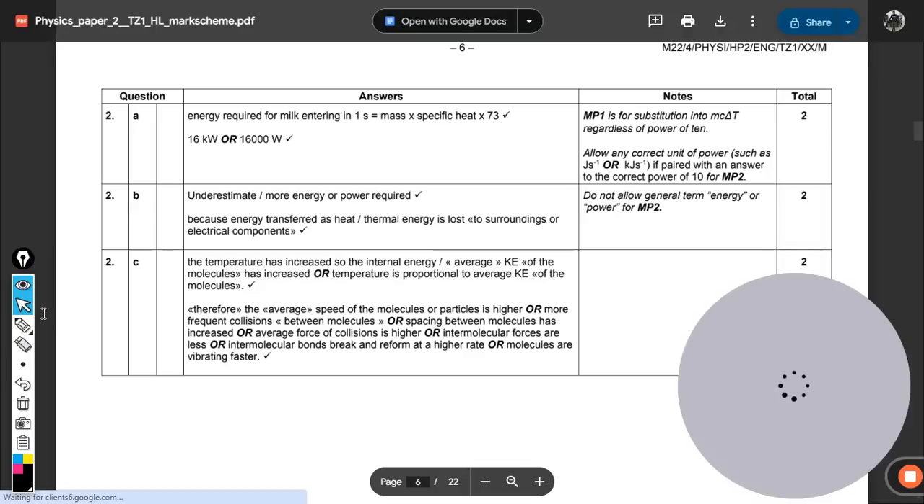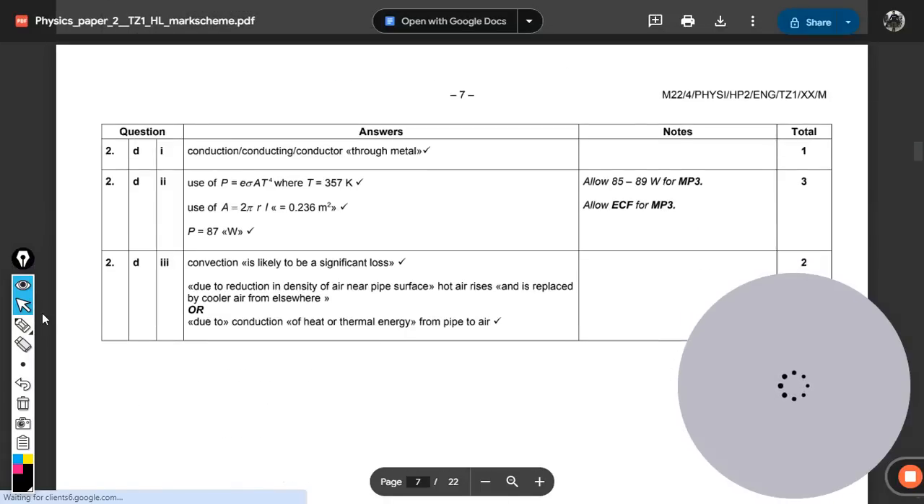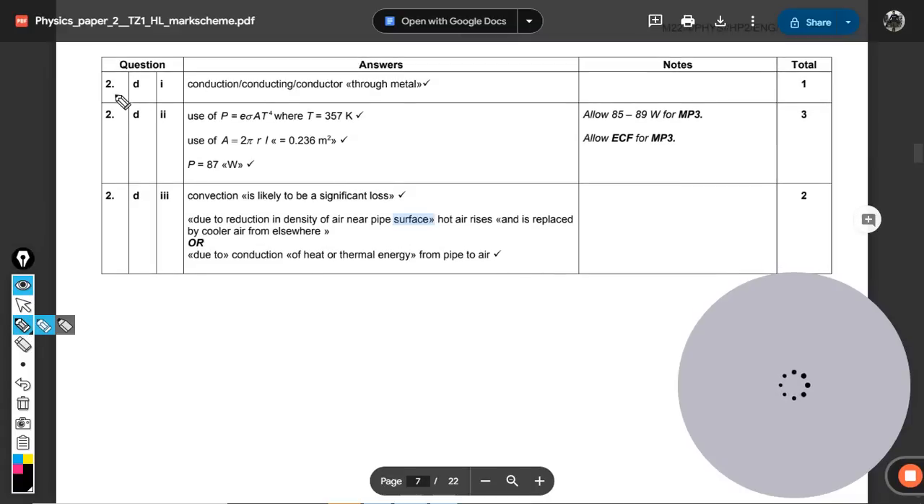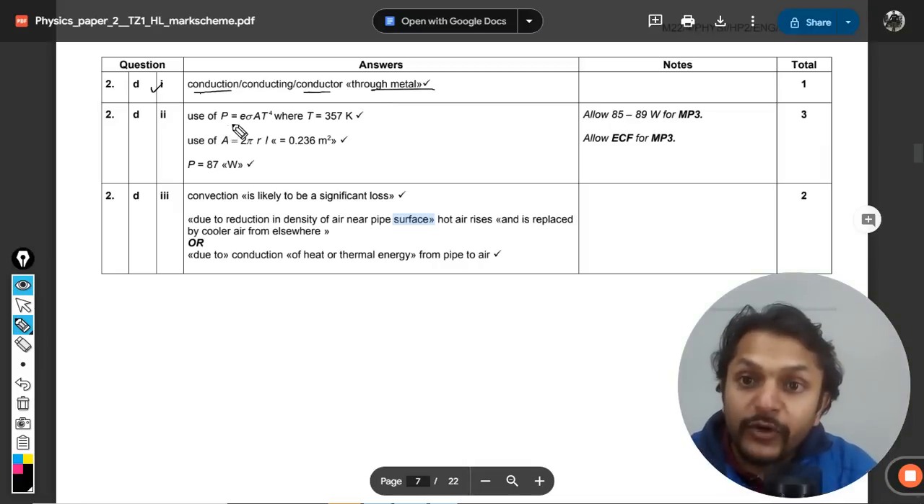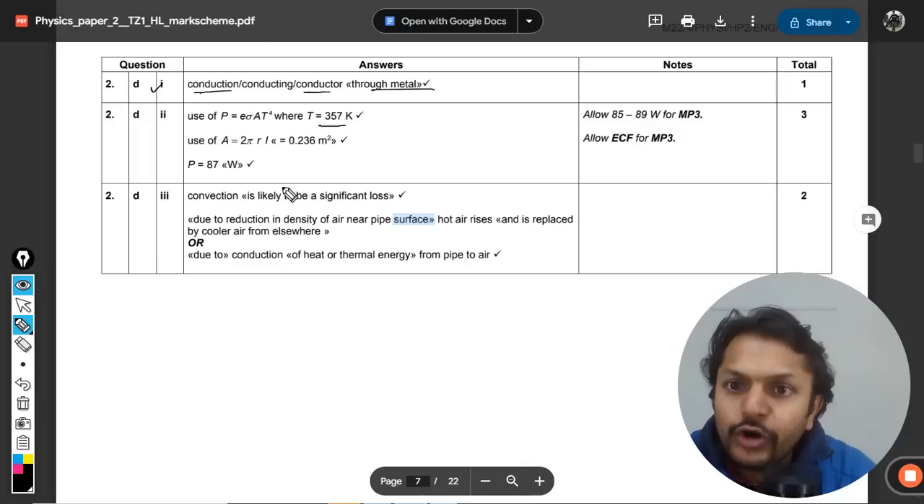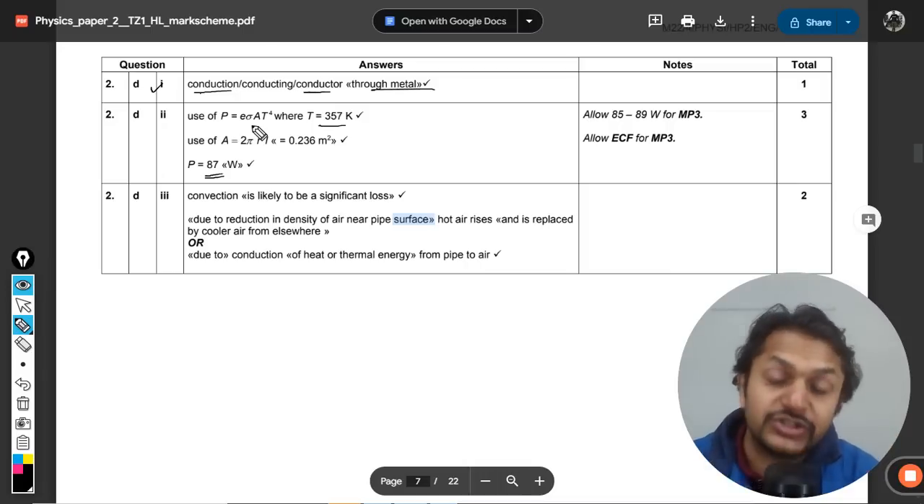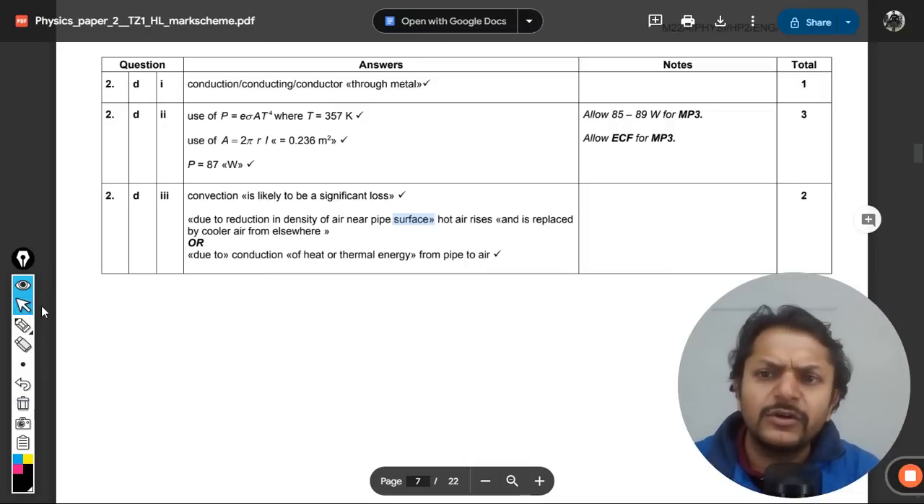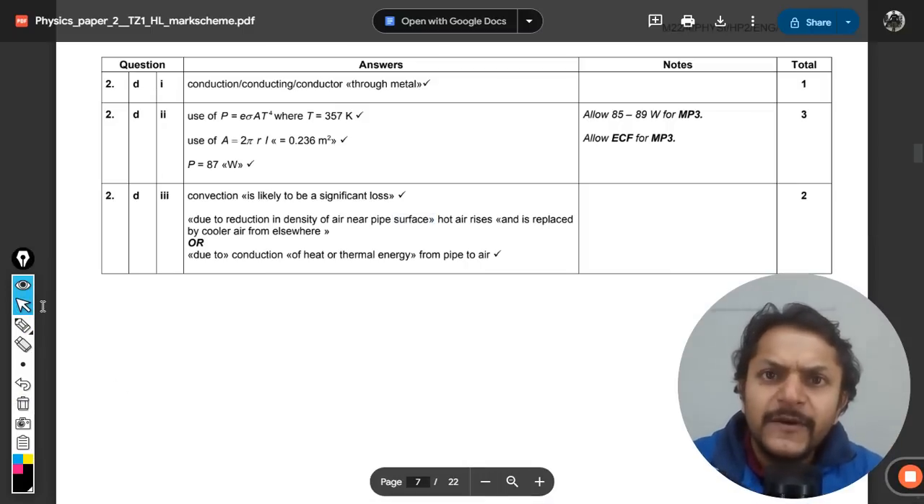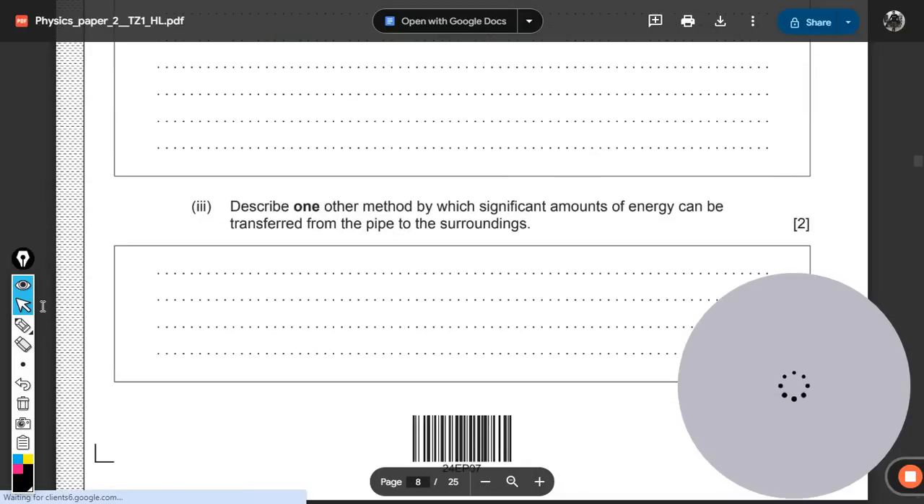Yes, this is what they're doing. The first part, the answer is conduction through the metal, and that's it. Now, the power formula is given E sigma A T raised to power 4. Temperature is taken to be 357, that is 273 plus 84, and area is 2 pi r L. Substitute the values there, and you would be getting the answer 87 watts. You have the calculator there, pause the video, and you can calculate it, and you will see that yes, that is the answer. Let us move to the next question now.